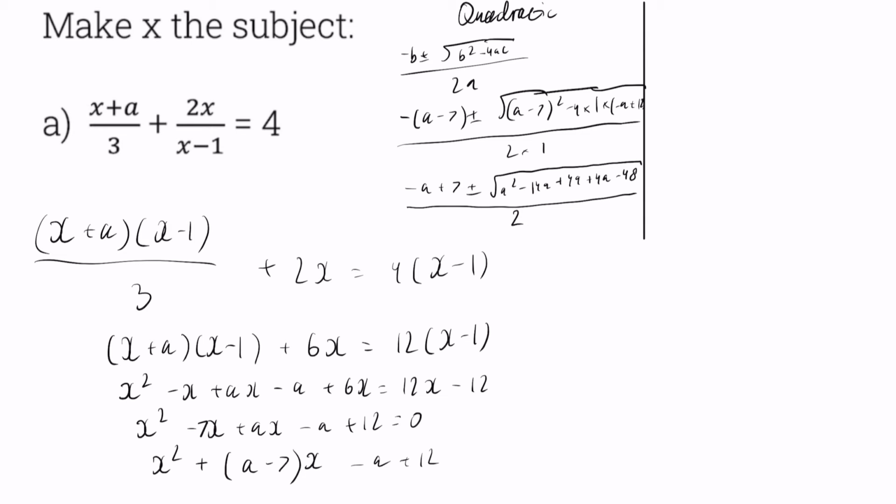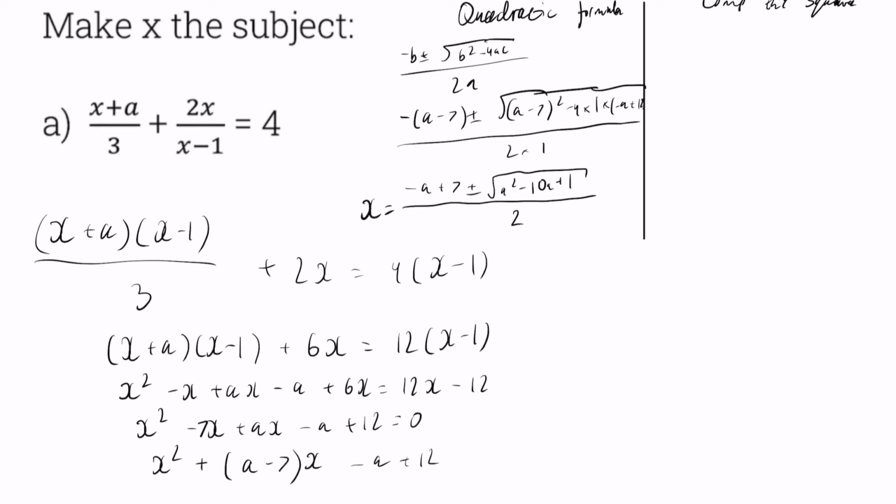This is what we get after expansion, and minus 14a plus 4a just becomes minus 10a. And 49 minus 48 just becomes 1. That's it. This is our final answer using the quadratic formula. Let me write that at the top. So that's the quadratic formula. Now let's move on to completing the square.